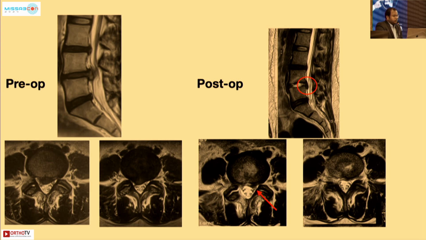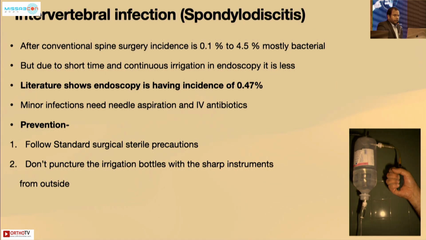This is a case operated interlaminar prior, then a small disc prolapse on the opposite side, the left side. Then intervertebral infection, discitis. After conventional spine surgery, it is around 0.1 to 4.5%, and it is mostly bacterial. Literature shows in endoscopy it has an incidence of 0.47%. Minor infections don't need anything, but if the infection is major, you have to take a biopsy of it and start antibiotics accordingly.